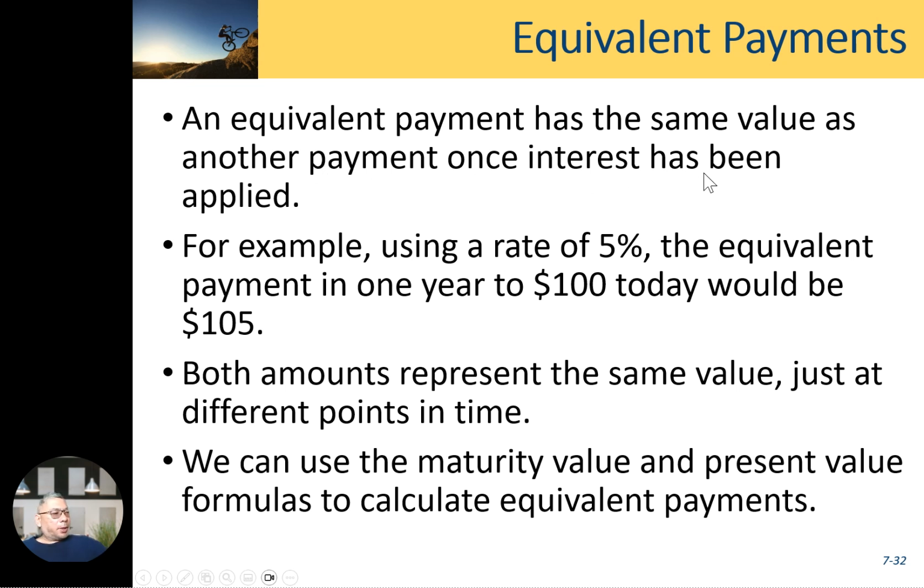For example, using a rate of 5%, the equivalent payment in one year for $100 today would be $105. Both amounts represent the same value, just at a different point in time. We can use the maturity value and present value formulas to calculate the equivalent payment.